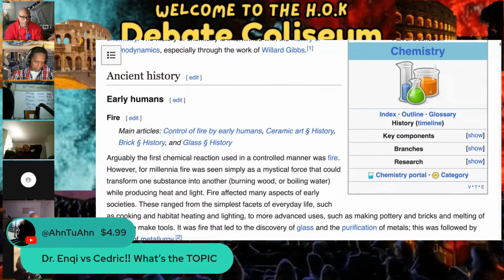You act like you didn't know that. He talked about fire. He said, but did they know the chemical properties of it? See, he said that. However, for millennia, fire was seen simply as a physical force that could transform one substance.